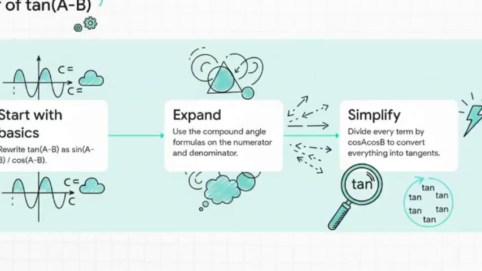You know, it's one thing to have a formula, but it's way more powerful to understand where it comes from. Take the formula for tan (A minus B). It's not magic. You just start by rewriting it as sine over cosine. Then you expand the top and bottom using the formulas we just saw, and then you do one clever little division, and boom, everything turns into tangents. It's a completely logical process.